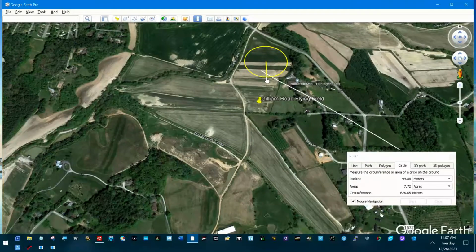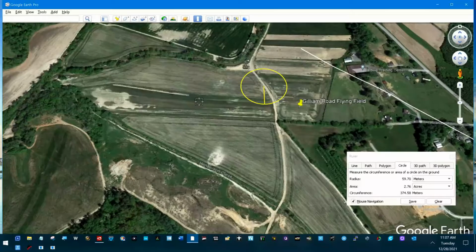But the 60-meter radius, which is what I've set it back to the default, gives me a better opportunity to fly at this site without getting in trouble with the owners. And there's houses all around here. Can't get out there early in the morning. They'll be raising the roof.